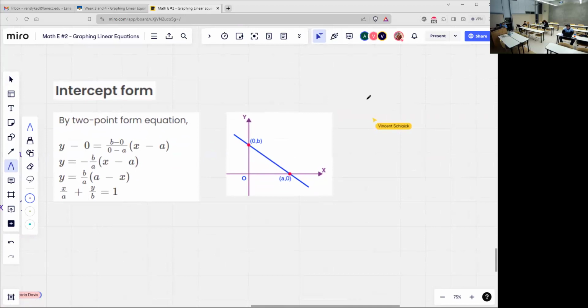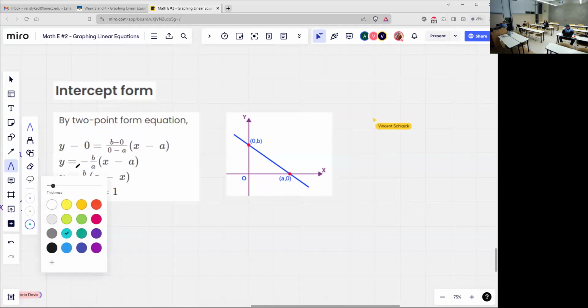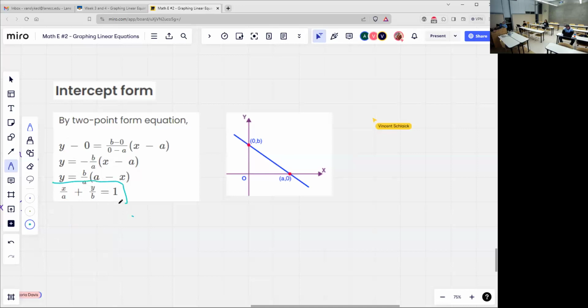And then there's called the intercept form, where if you just look at a line and you know both intercepts, then there's a form that takes advantage of that. X over your x-intercept plus y over your y-intercept equals 1. So this right here, if you know the A and the B, you can write the equation for the line almost instantly.